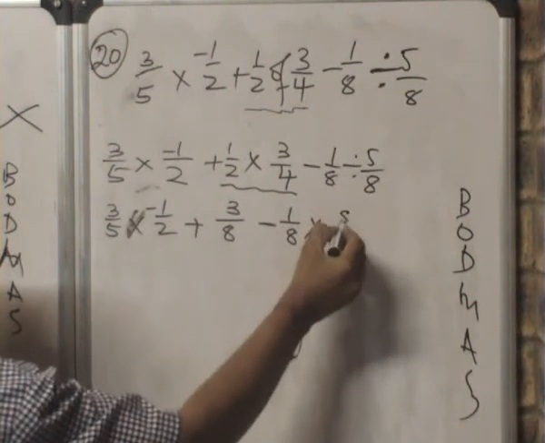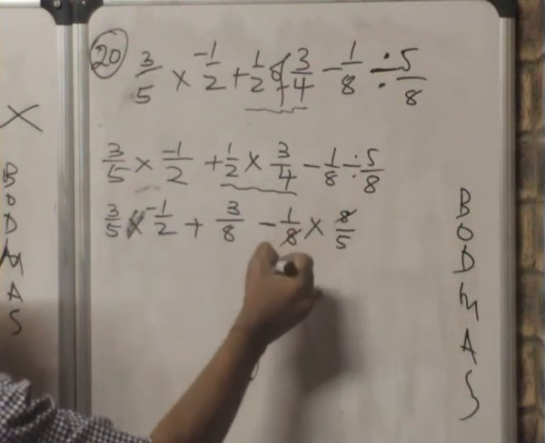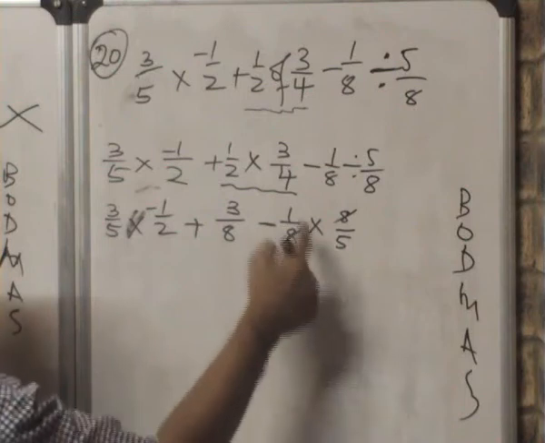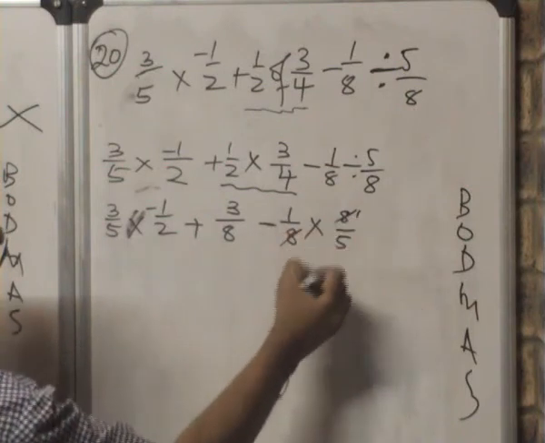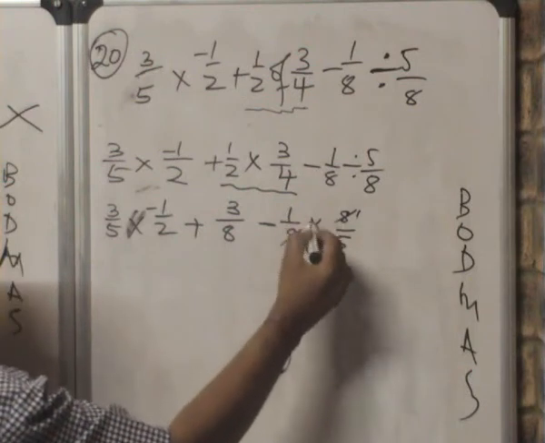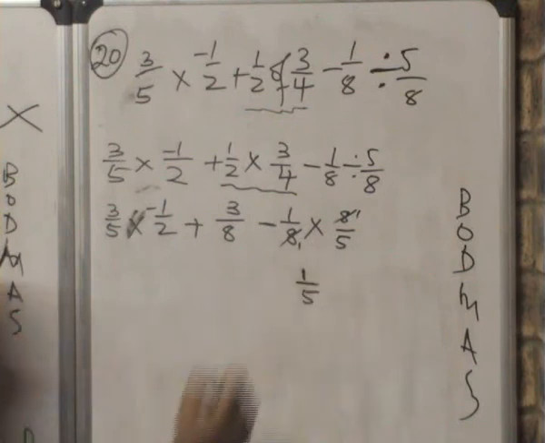5 over 8 will become 8 over 5. So these cancel off and I'm left with 1 over 5. You see, 1 times 1 is 1. 8 divides into 8 one time, 8 divides into 8 one time. So 1 times 1 is 1, over 1 times 5 is 5.